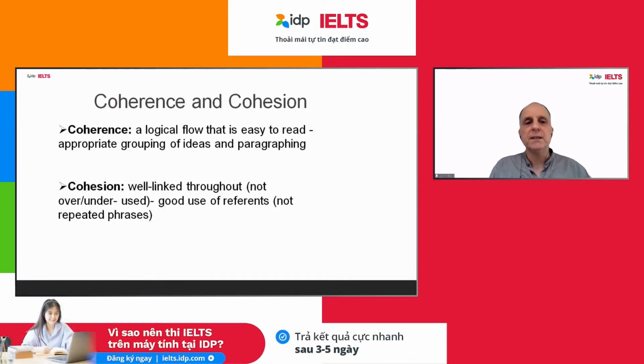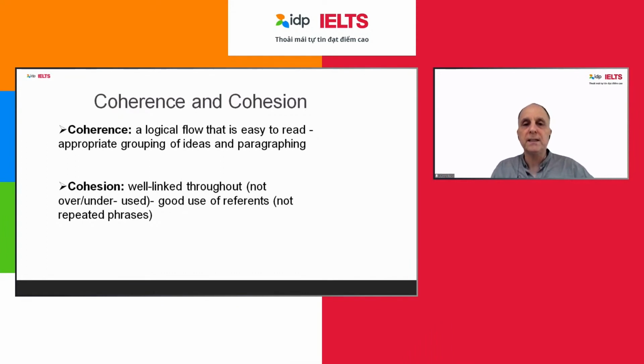Now, obviously, you've got to have good coherence and cohesion. Basically, it means having a logical flow that is easy to read. The examiners want to read it as quickly and easily as possible. Don't try to confuse them. It's got to be well linked, but try not to overlink as well. Use reference, which we'll cover a little bit later, instead of repeated phrases.